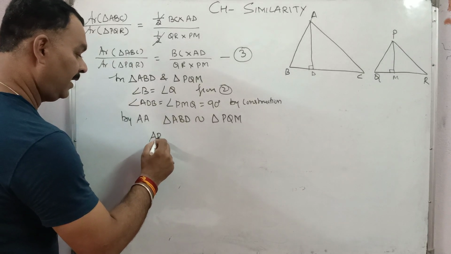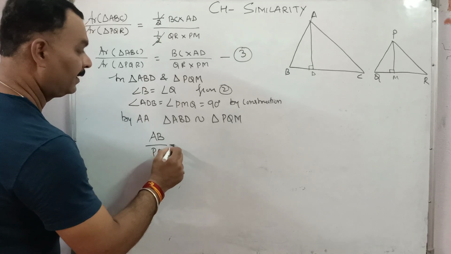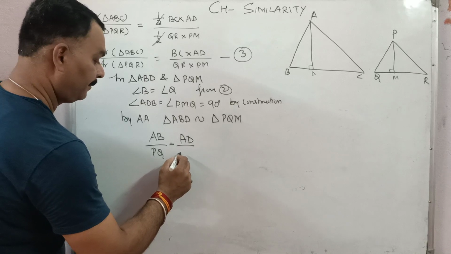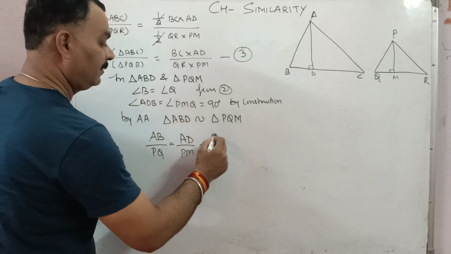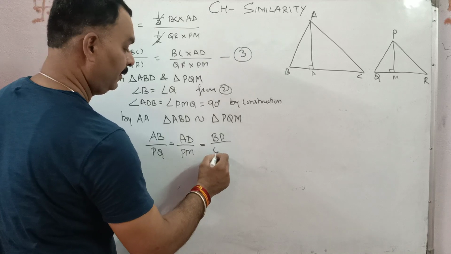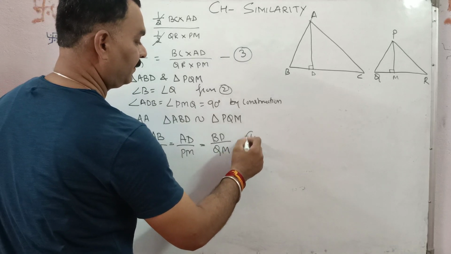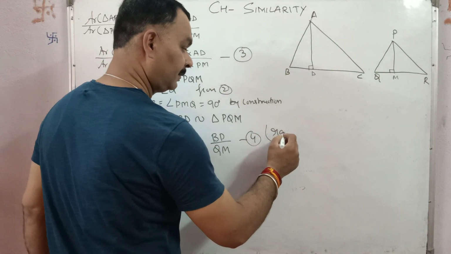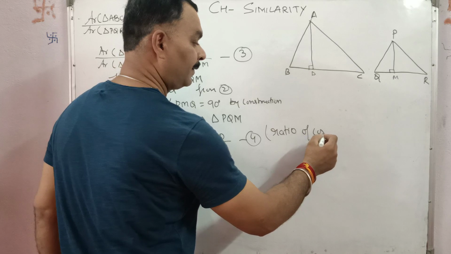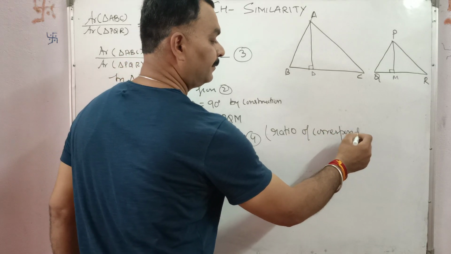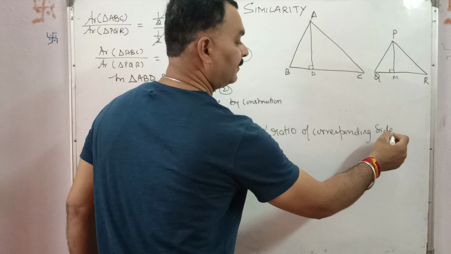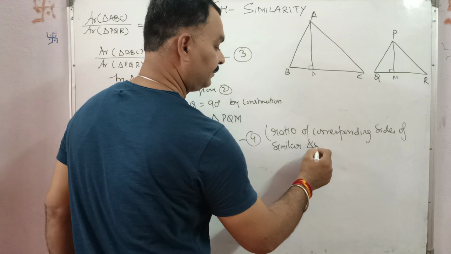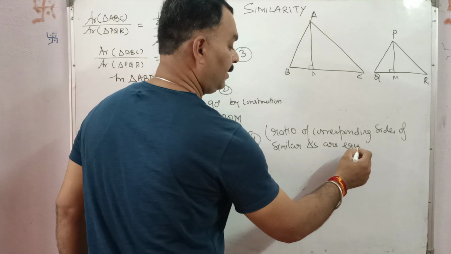Now when two triangles are similar, then the ratio of their corresponding sides are equal. So we see that AB upon PQ can be written as AD upon PM, and further it is equal to BD upon QM. This is fourth equation. Reason: ratio of corresponding sides of similar triangles are equal.